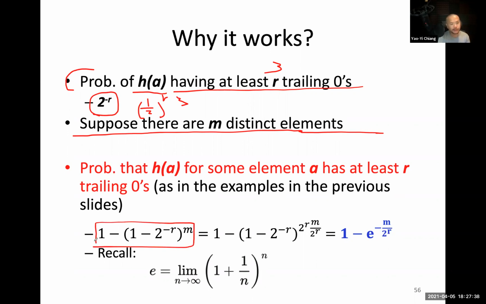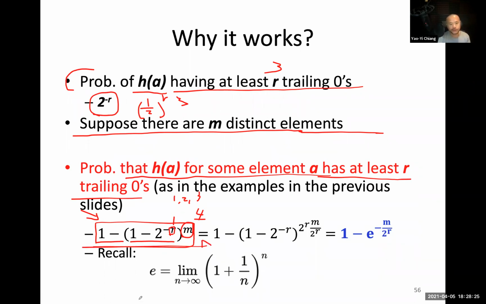Remember what we did on the last slide? First, the probability of someone having trailing zeros of some length R, and you have m strings, and you can take the complementary probability here. This is the probability that your hash function for some element a has at least R trailing zeros, as in the example in the previous slides, right? In the previous slides, our m is equal to 4, and we keep changing R from 1 to 2 to 3. So the general case, if you don't know your number of strings or the R you need, is this.